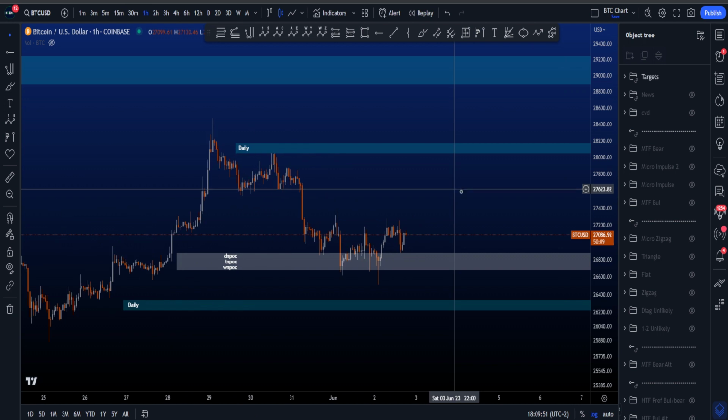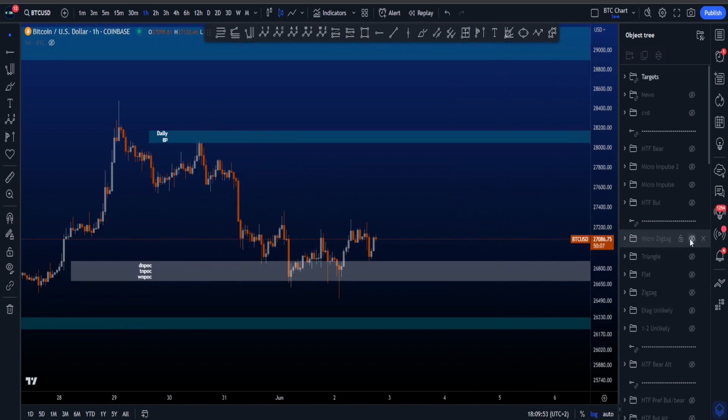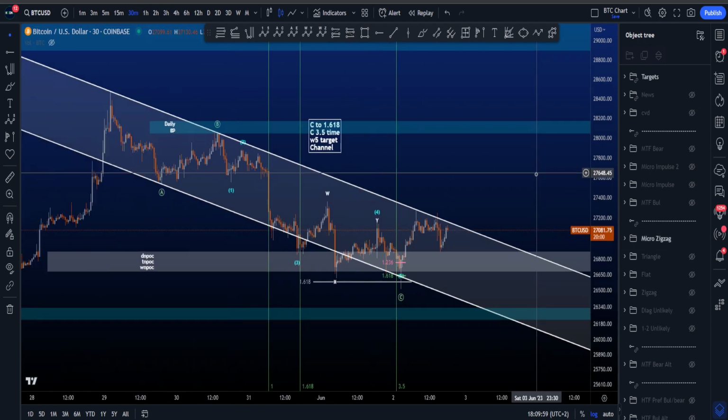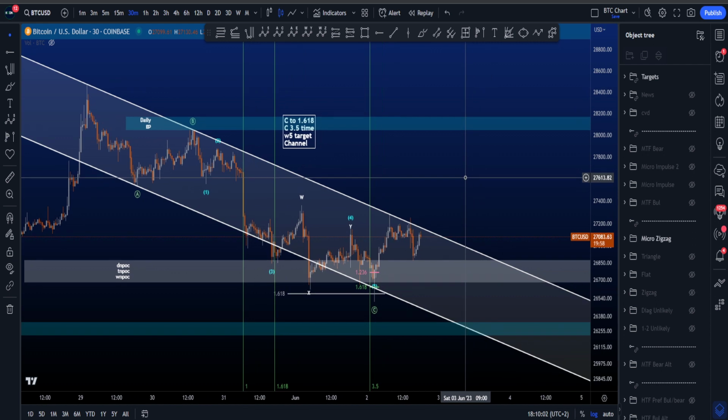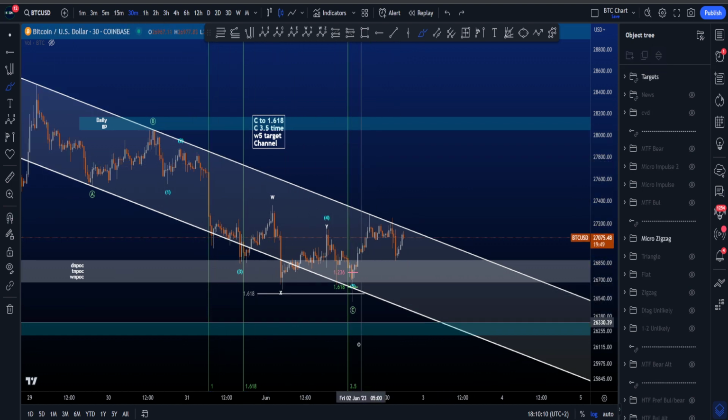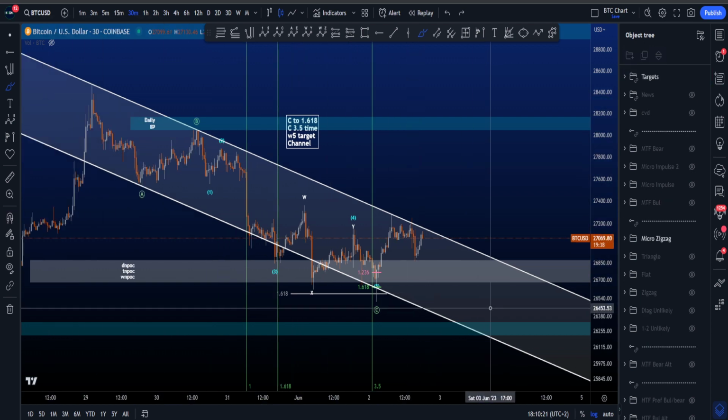Now, an alternative scenario, and I do want to show you at least, is, where is it in my chart? The micro zigzag over here. I spoke about this scenario in detail in my previous video, so I recommend you watch that one. But this scenario at the moment is an alternative, mainly because this wave C is incredibly long. It's incredibly extended. It's long in time, 3.5 times longer than wave A, and also extended all the way to the 1.618, which is a rare target for a wave C, but a common target for a wave 3, which is more of an impulsive scenario.